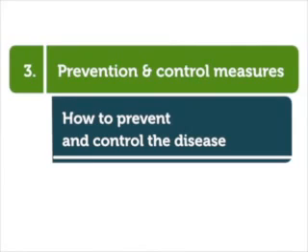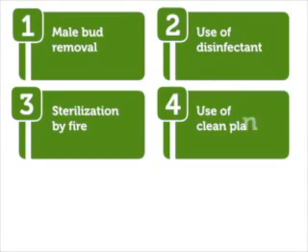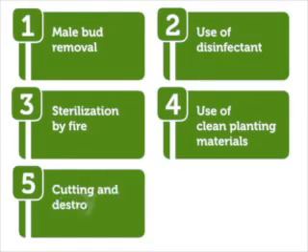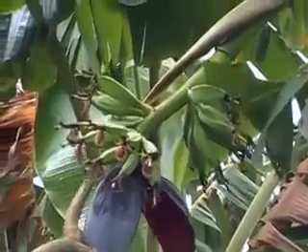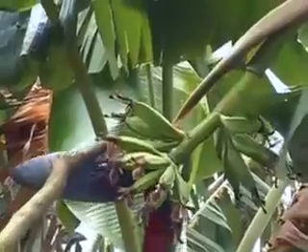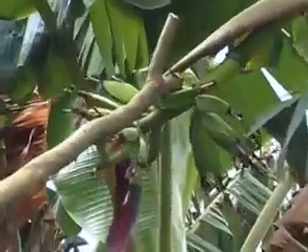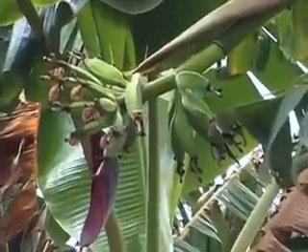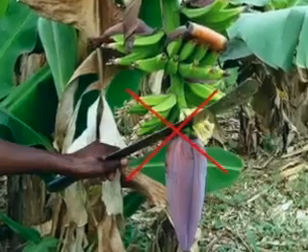How to prevent and control the disease? This is done through male bud removal, use of disinfectant, sterilization by fire, use of clean planting materials, cutting and destroying infected plants, and herbicide application. As seen earlier, the male bud is one of the main entry points for the bacteria that cause the disease. It is important that the male bud is removed as soon as the last hand of the bunch forms. This is done using a forked stick to avoid plant-to-plant infection through male bud cutting.